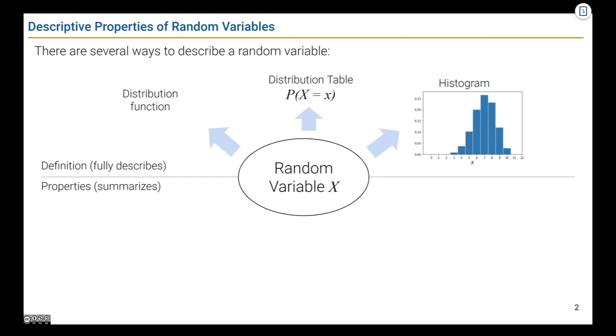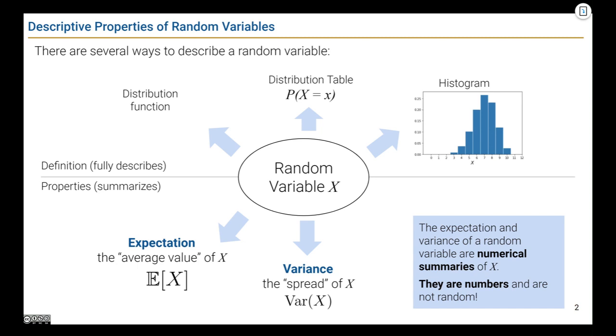That's defining a given discrete random variable. But we're oftentimes interested in summarizing some properties about that random variable. And two such properties are what's called the expectation, or the average value of the random variable, and the variance, which is really measuring the spread. Both of those properties are numbers. They're not random. In this video, we'll go through the definition of the expectation. In a future video, we'll go through the definition of the variance.